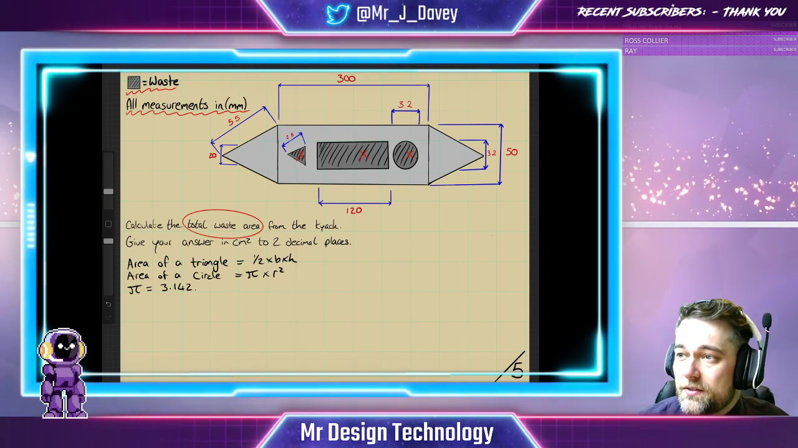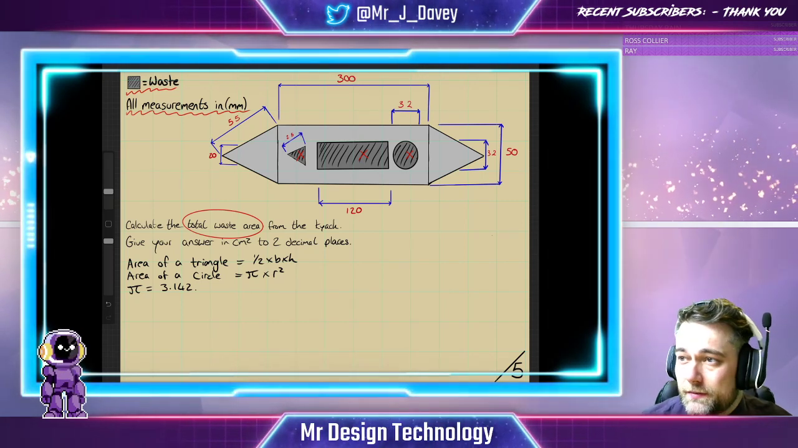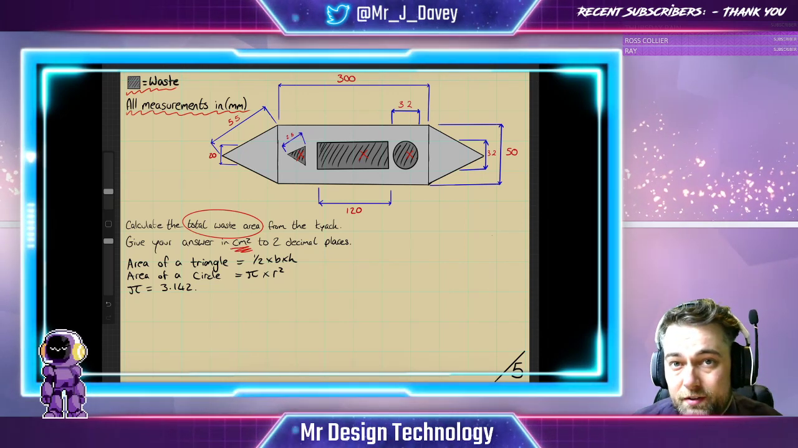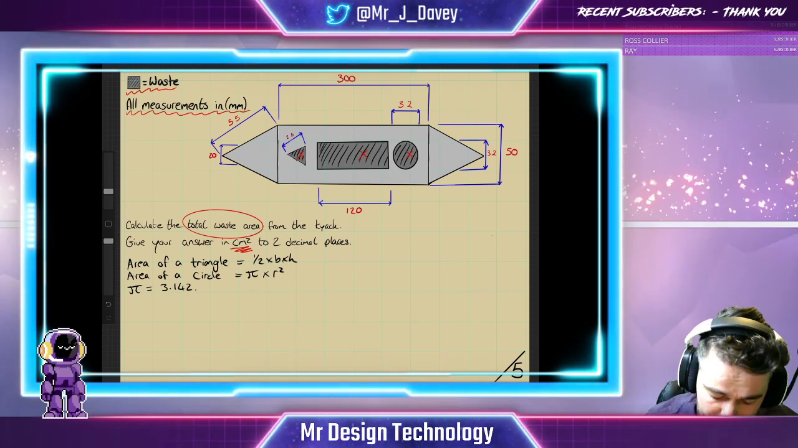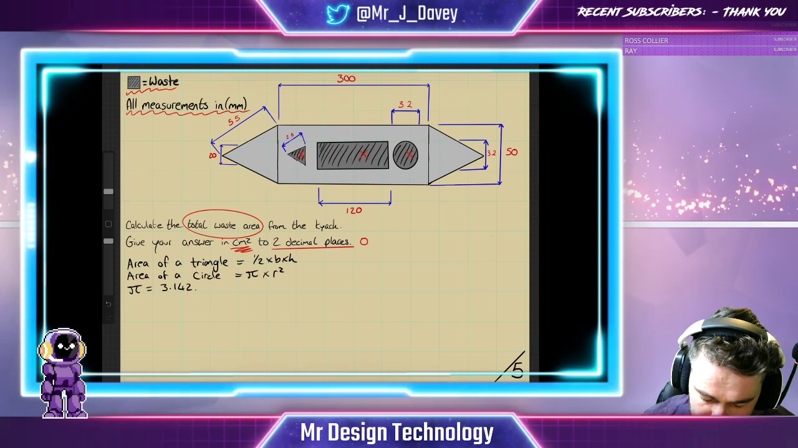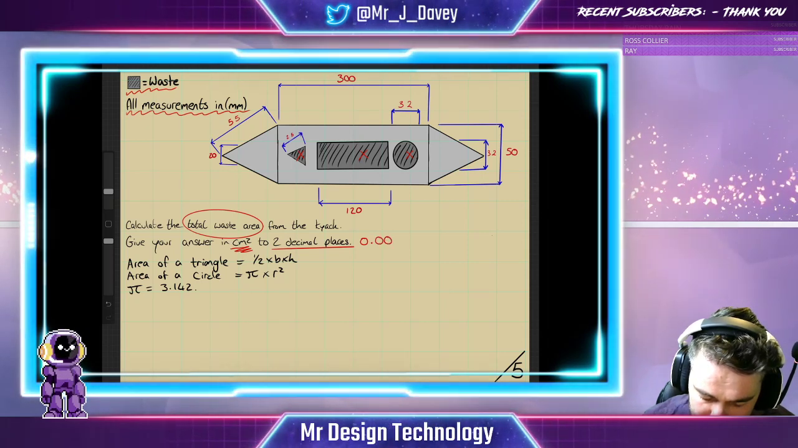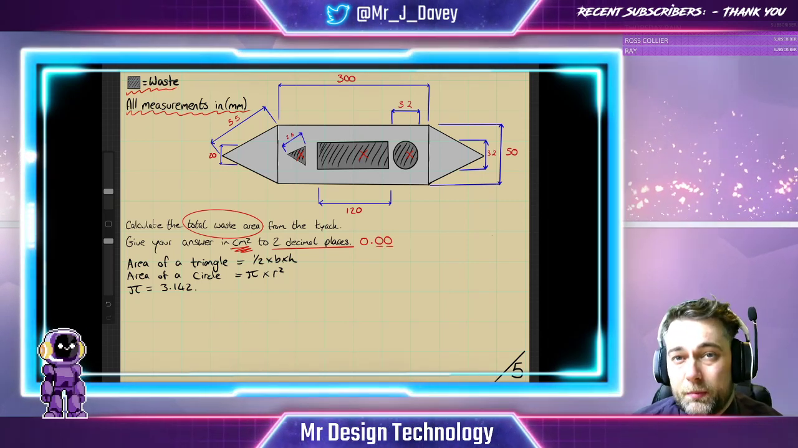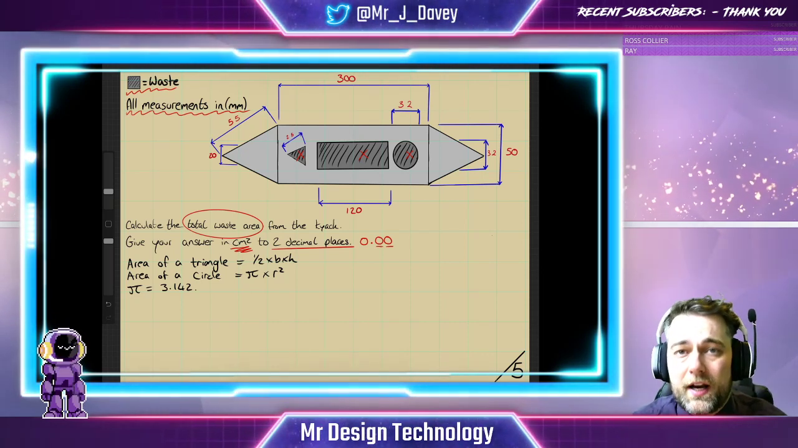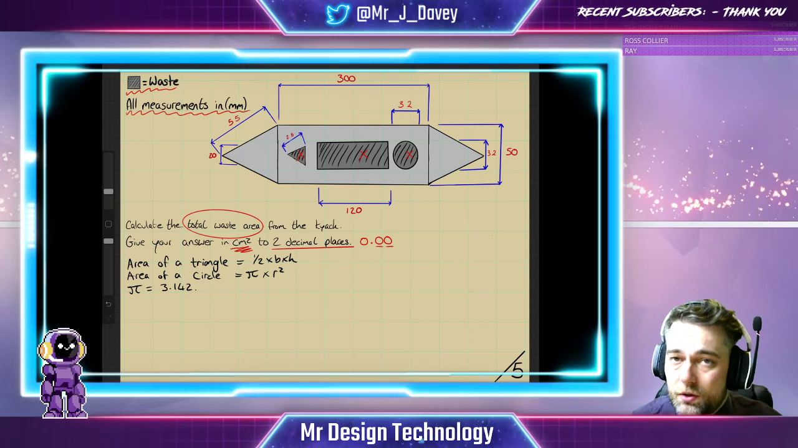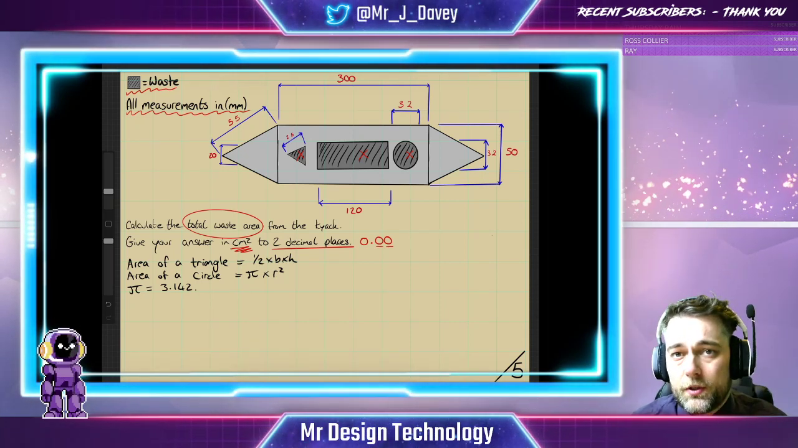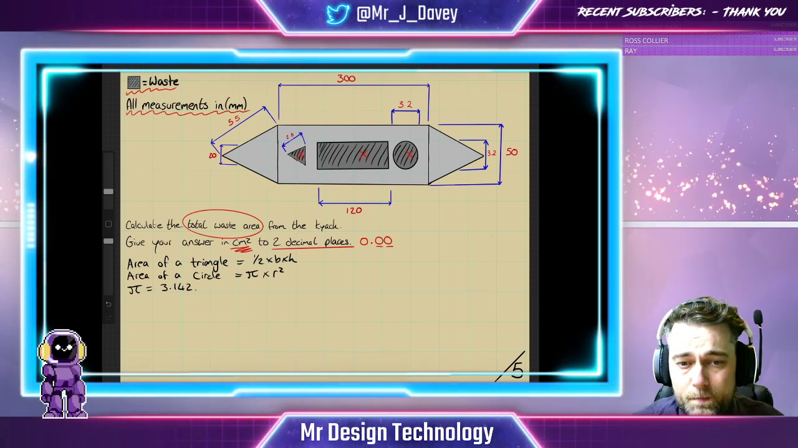It says give your answer in centimeters squared. So that's crucial. We're going to have to do that straight away. And to 2 decimal places. So the answer will have 2 digits after the decimal point. Now, I find it very useful to highlight, underline, circle parts of the question. So I encourage you guys at home to do this when you get a mock exam as well.